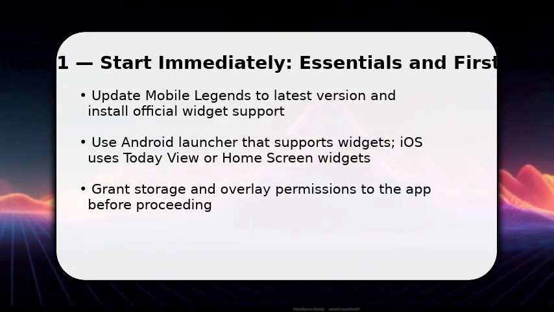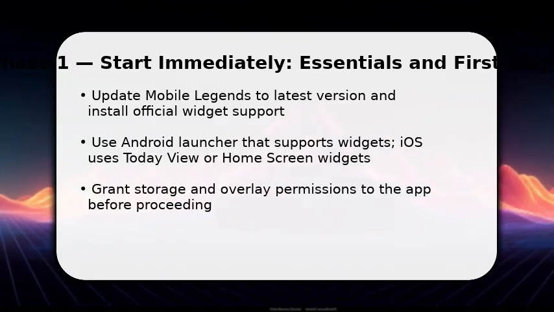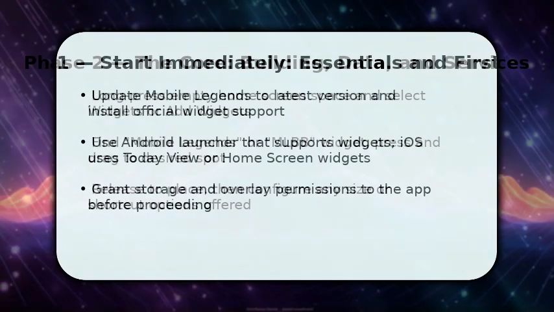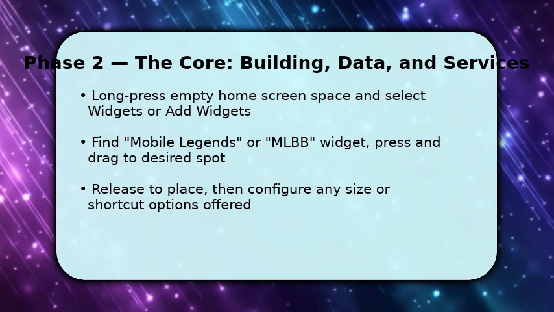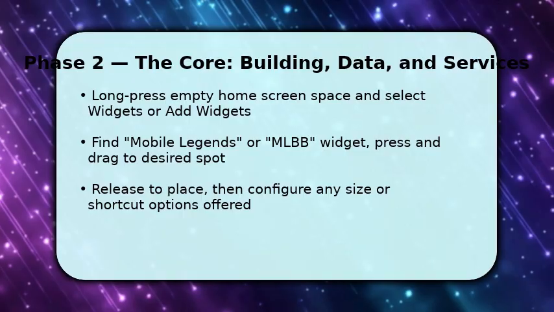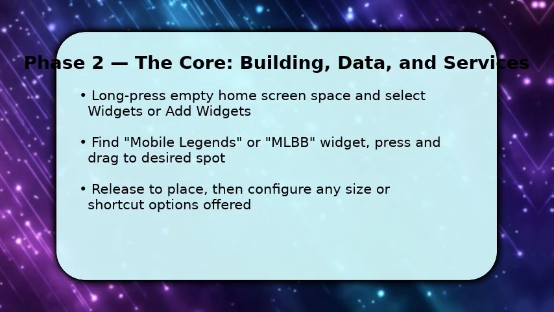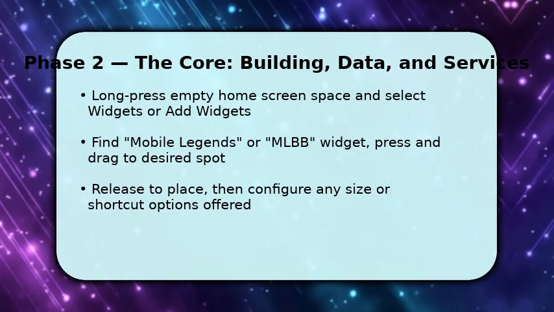You add the widget by long pressing an empty area on the home screen and choosing Widgets or Add Widgets. Then scroll to find Mobile Legends or Mlbb. You may see multiple sizes. Tap and drag the widget to your chosen spot and release to place it.